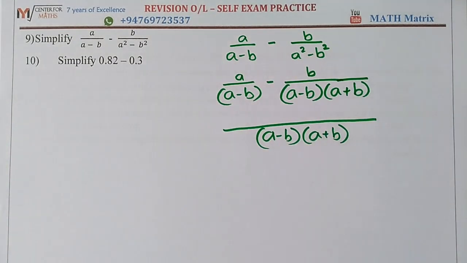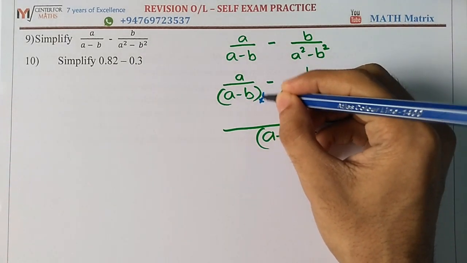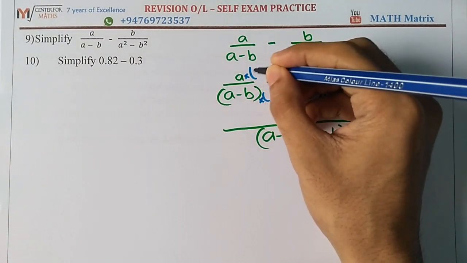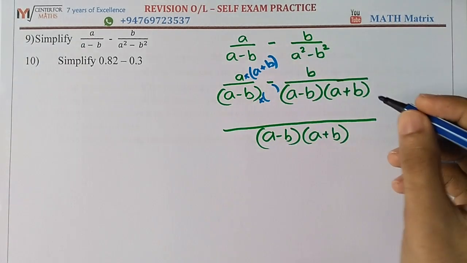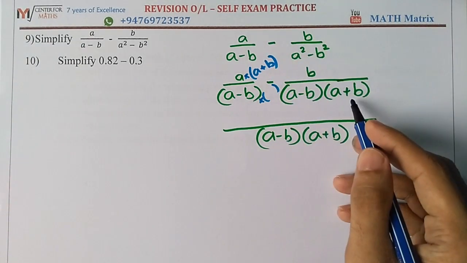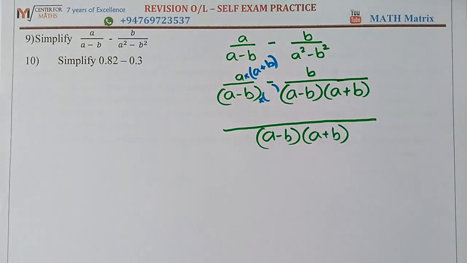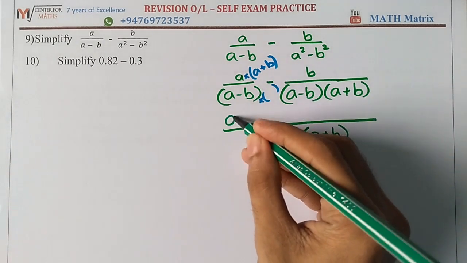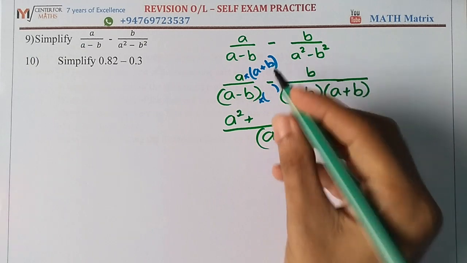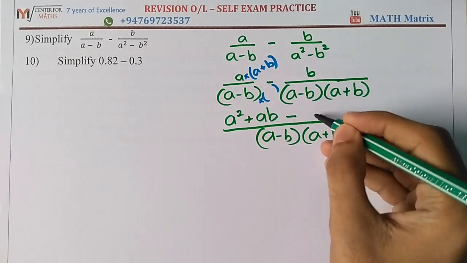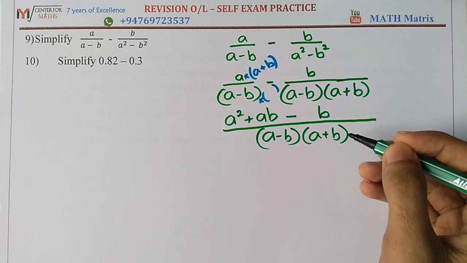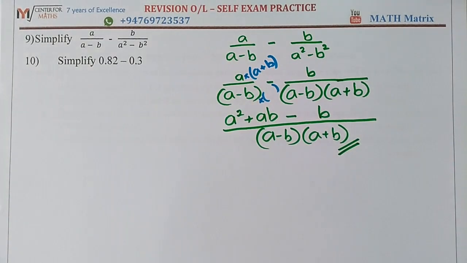Okay, right. So already you can see in the first term, A minus B is there, but it requires A plus B. So we have to multiply this by A plus B. Again, we have to multiply the numerator also by A plus B. But in the right side, you can see both the terms are there. So we don't need to multiply this B by any other terms, right? So now we'll simplify this. A into A is A squared plus A into B is AB minus, and here just B is remaining. Can we simplify this further? No. So that's the answer. A squared plus AB minus B over A minus B and A plus B.